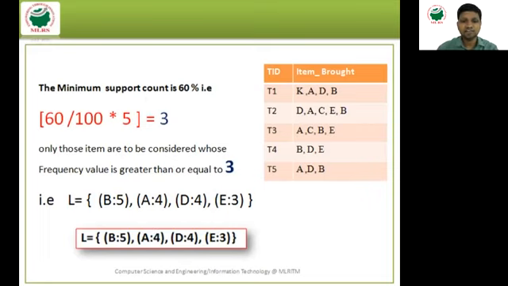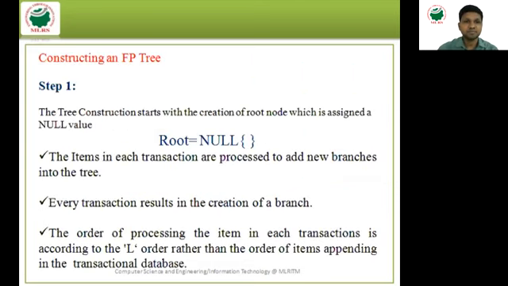B5, A4, D4, E3. So now, first step, constructing an FP tree. In the first step, obviously the root is equal to null. As we know, tree construction starts with the creation of the root node, which is assigned a null value. Initially, if you construct an FP tree, the root must be null.